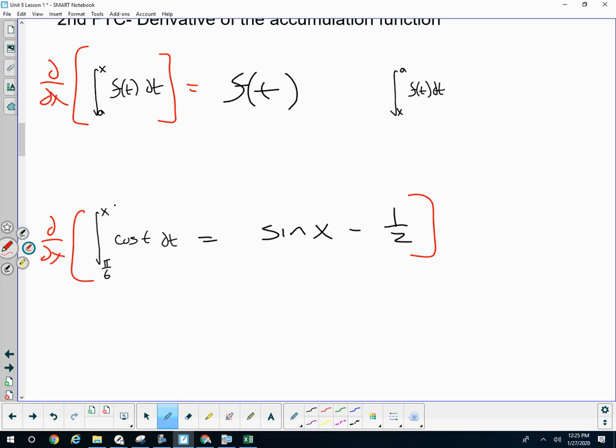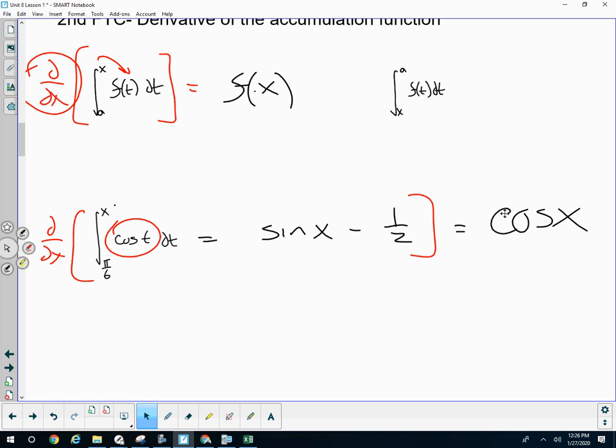If I take the derivative of sine x minus a half, do I get cos t? No, what do I get? I get cos x. The derivative of sine x is cos x. What's the derivative of 1/2? 0. Okay, so it's not f of t, it's f of x. All right, well, your instincts are still pretty much correct. But all that happened is I took this x, and since I'm taking the derivative, that x ended up replacing t.